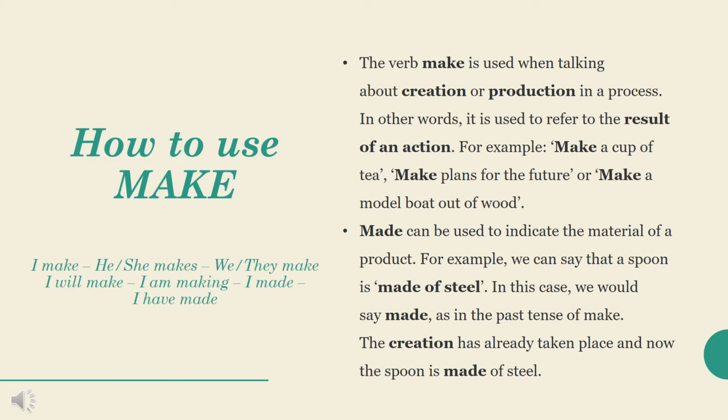Made can be used to indicate the material of a product. For example, we can say that a spoon is made of steel. In this case, we would say made, as in the past tense of make. The creation has already taken place, and the spoon is made of steel.